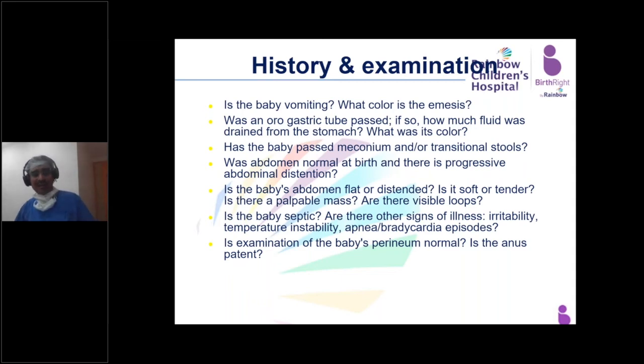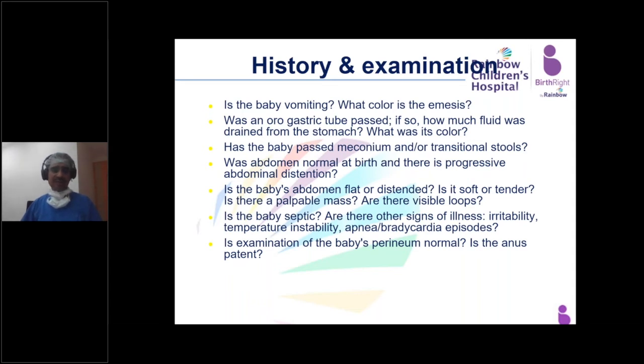And then we look at the abdomen, whether it is flat or distended, soft or tender, whether redness is there or not, whether there is any palpable mass or any visible loops of intestine over the abdomen or not. And then we look for signs of sepsis, signs of illness, irritability, temperature instability.